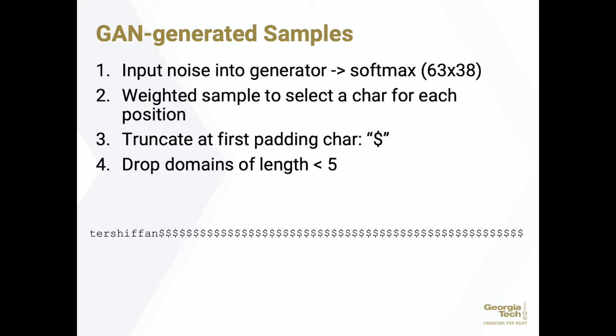So to generate samples from the softmax output of the generator, we used weighted random sampling to choose a character for each of the 63 positions of the domain, which produced domains like this sample. The boundary between valid characters and the padding character would often not be perfect, so we just created the domain by splitting on the first occurrence of the padding character. And then from the resulting domains, those that had a length of 4 or less were dropped due to their high collision rate with real domains.